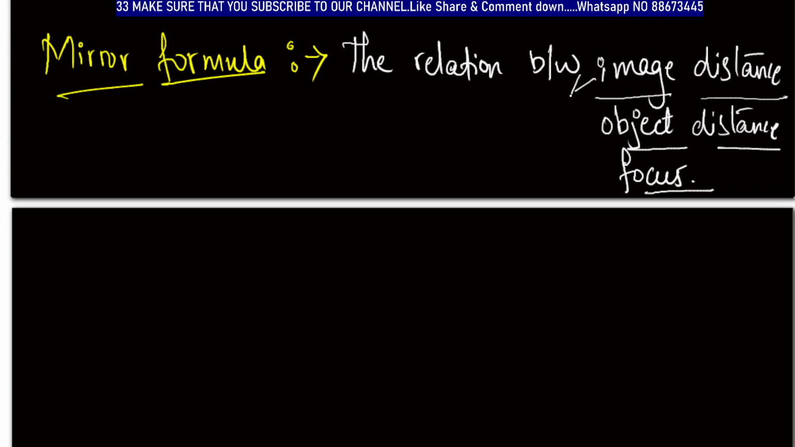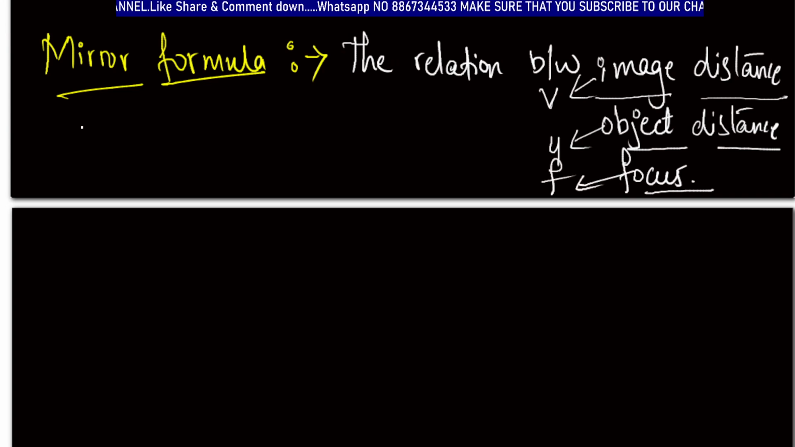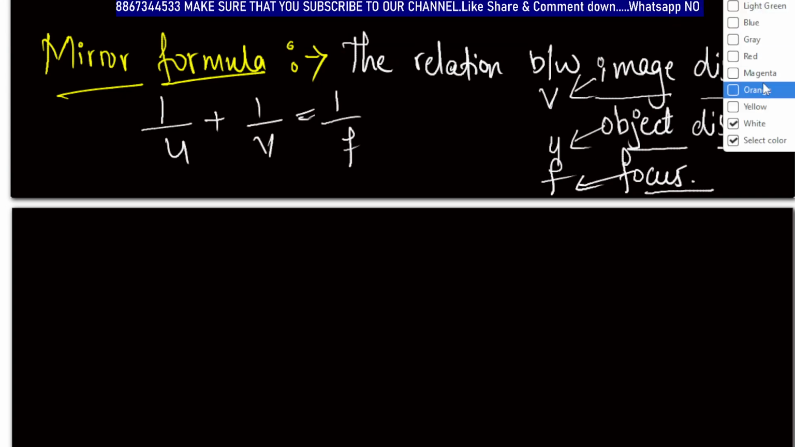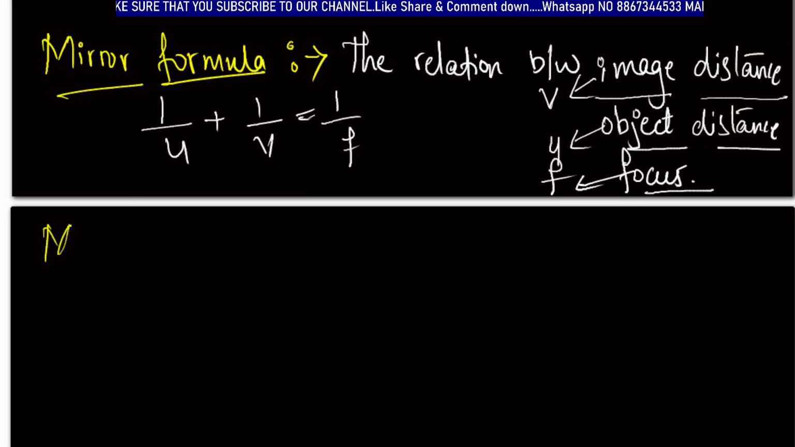Here the image distance is represented by V, object distance is represented by U and the focus is represented by F. How this mirror formula is derived is not important, just remember the formula. It's nothing but 1/U + 1/V = 1/F. This is the mirror formula. There are many problems asked on this part of ray optics, that is the mirror formula. You should be knowing this. The next thing is magnification.